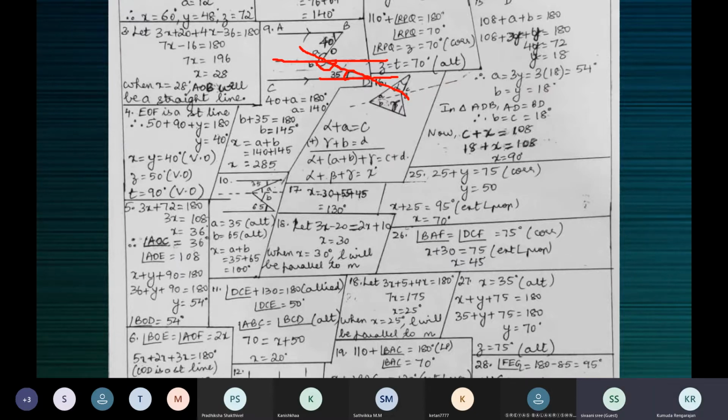Reason? What is the reason? Supplementary, ma'am. Why are they supplementary? Because they are? Co-interior angles, ma'am. I didn't hear what you said because Kanishka crossed in. What did you say, Shivani? I said co-interior angles. Okay. Very good, Shivani. Thanks for your interaction.